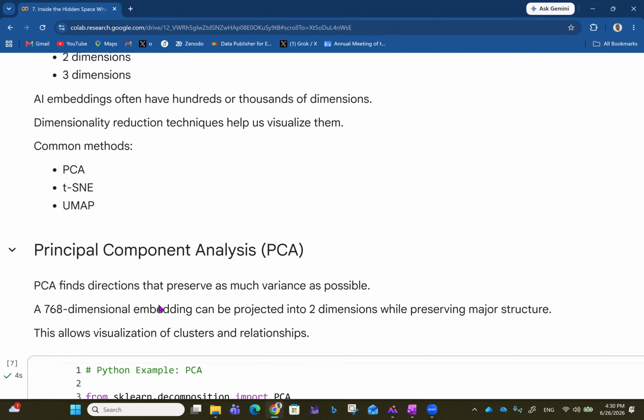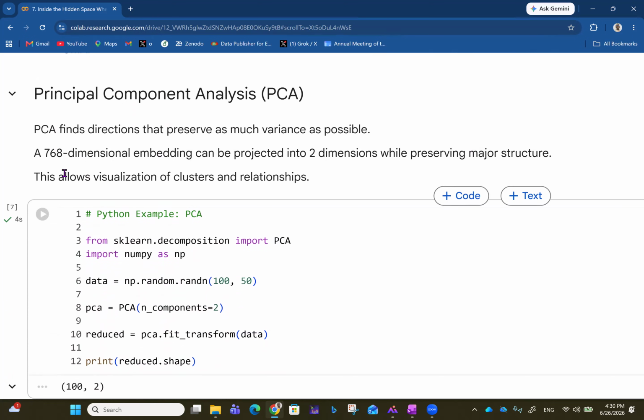Then we have principal component analysis. PCA finds directions that preserve as much variance as possible. It's more like drilling down to get what really matters in a system. So a 768 dimensional embedding can be projected into fewer dimensions while preserving major structure. This allows visualization of clusters and relationships.